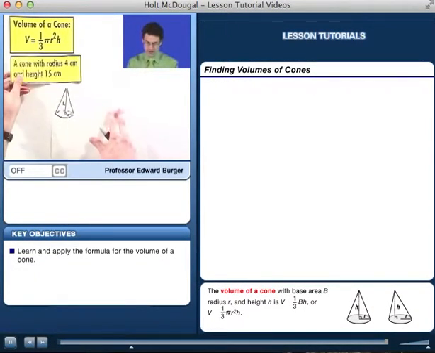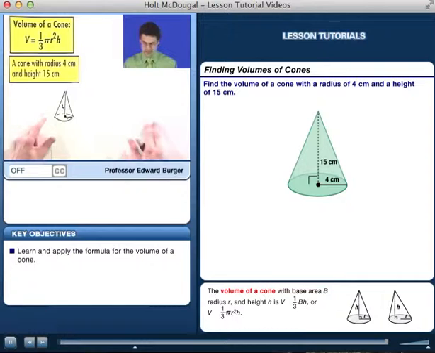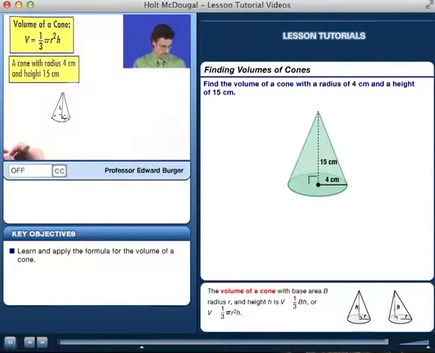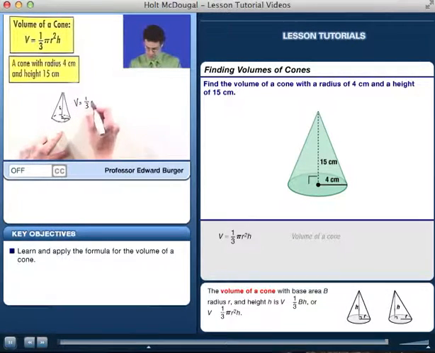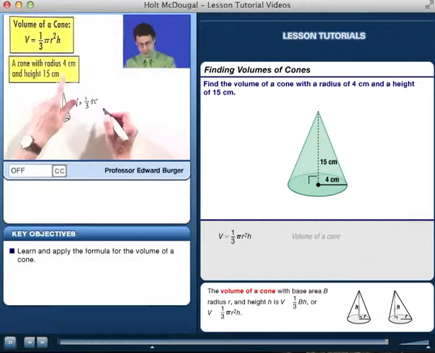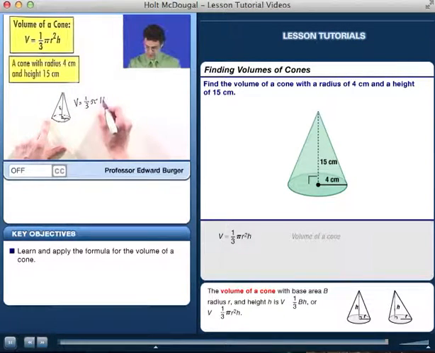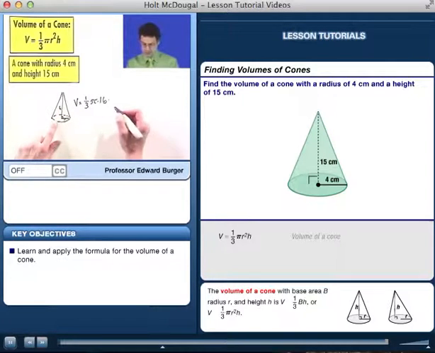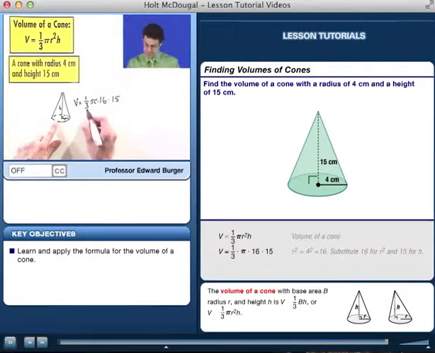So let's find the volume of a cone having radius 4 centimeters and a height of 15. So what's the volume? Well, the volume is now going to be straightforward, given the formula. It's 1/3 π r squared, which in this case would be 4 squared, or 16, times the height, which is 15. We can simplify here because 15 divided by 3 is 5, and so this is just going to be 5 times 16, which is 80π.